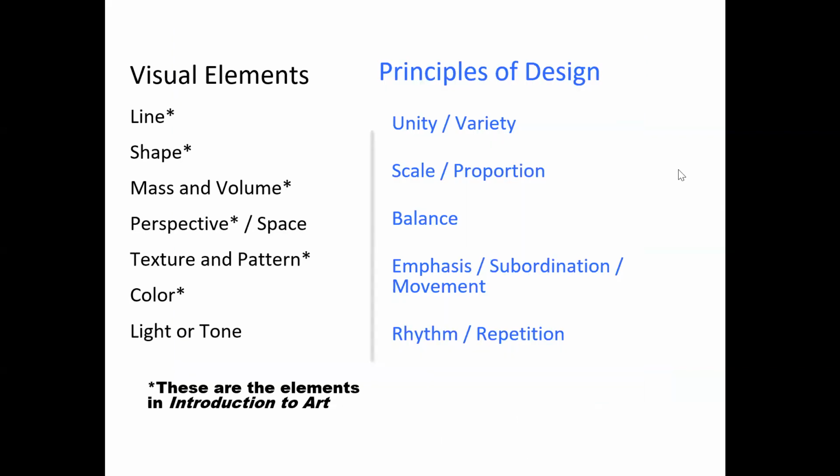So wrapping up here, this brief little lecture of mine, we have the visual elements on the left, right? We have line, shape, mass and volume, perspective, space, texture and pattern, color, light and tone. The asterisk items are found in Introduction to Art. The other items are often found in other textbooks or sources. The principles of design tend to be more sort of codified, I guess you could say. And they are, just to review: unity, variety, scale, proportion, balance, emphasis, subordination, movement, and rhythm and repetition.